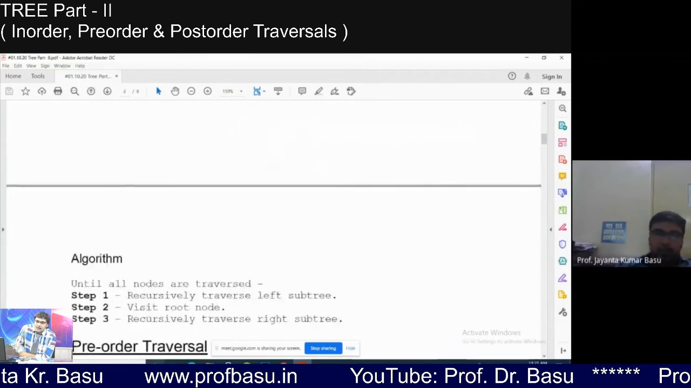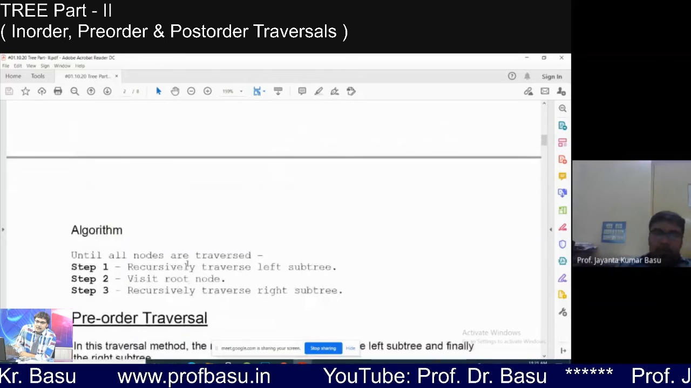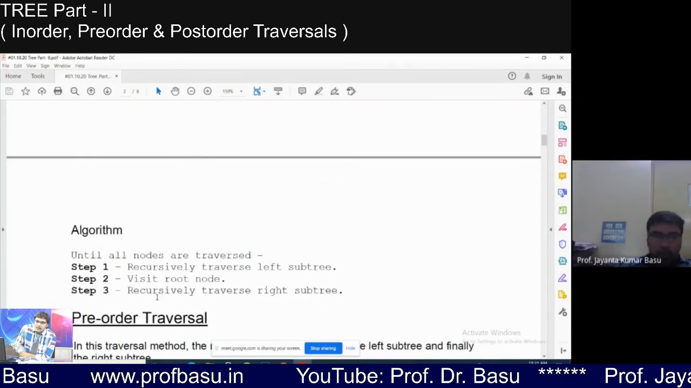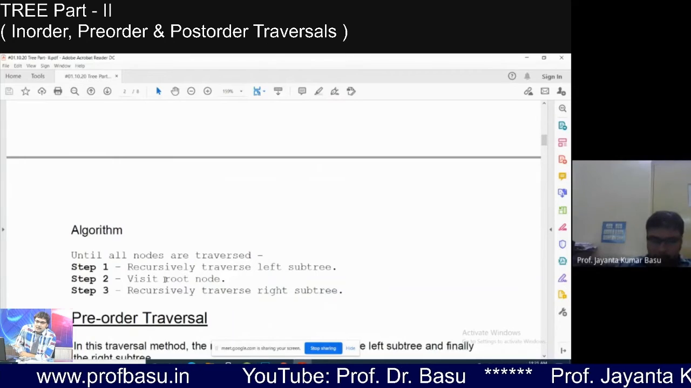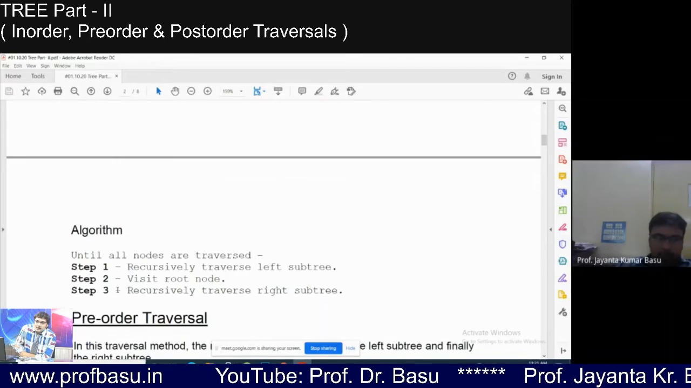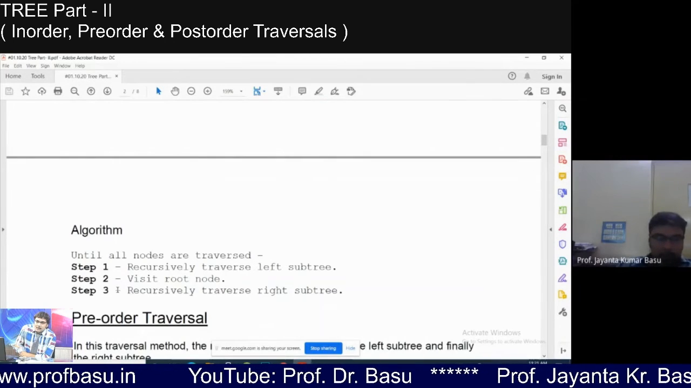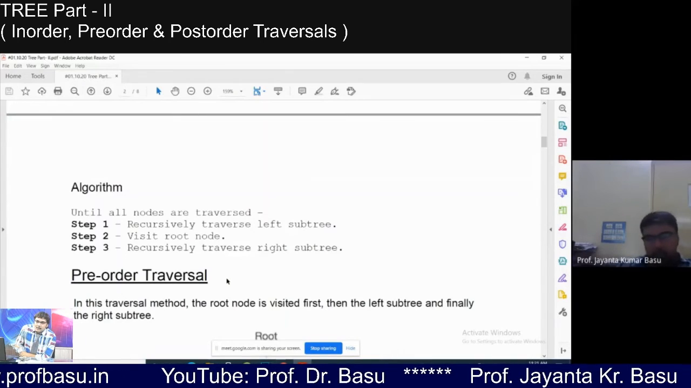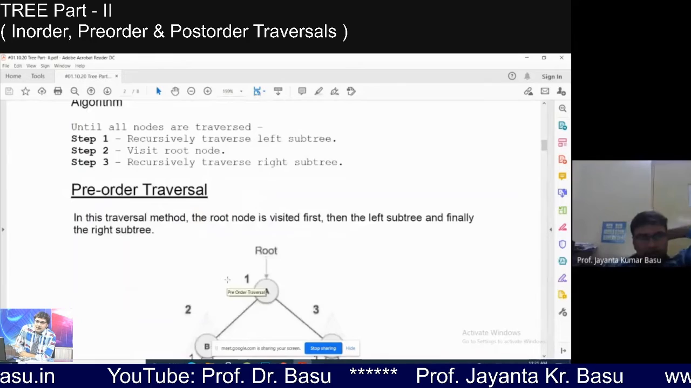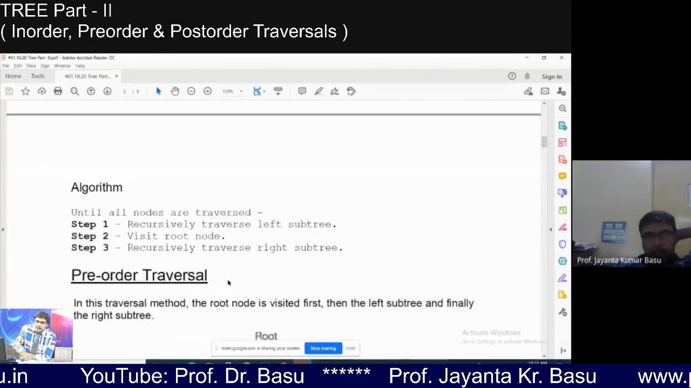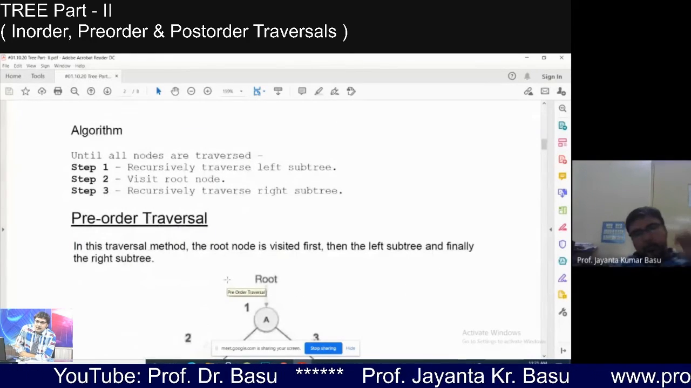So recursively means repetitively traverse left subtree, then visit root node, then recursively traverse right subtree. So left, root, right. Very easy, these three steps. Very brief algorithm, right? It's very easy to keep in mind. Okay. Now pre-order traversal. The next technique, pre-order traversal.